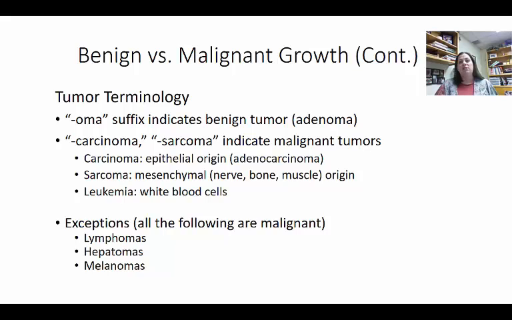There are some exceptions to this rule, just like in English where they have that exception of I before E. We have an exception here as well. A lymphoma, hepatomas, and melanomas, they are still malignant. And so this is where that oma, which normally tells us it's benign, is not the case for these three types. These are exceptions to the rule.